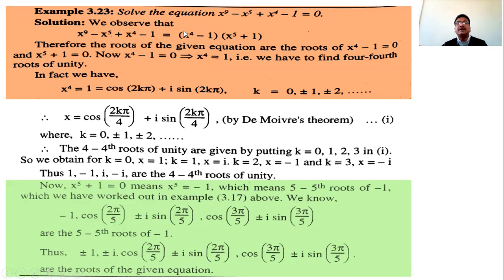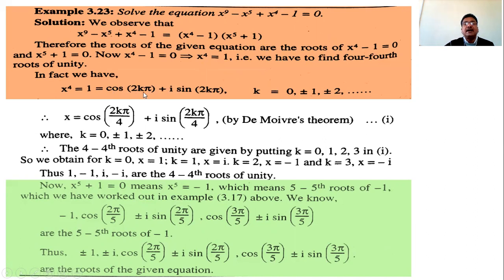Then consider separately x raised to 4 minus 1 is equal to 0, and then x raised to 5 plus 1 is equal to 0. So if x raised to 4 minus 1 is equal to 0, it means x raised to 4 is equal to 1. X raised to 4 is equal to 1 means x is 1 raised to 1 by 4. So that is, we have to find the 4 fourth roots of 1.